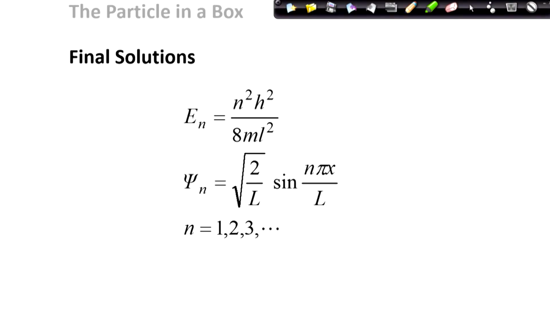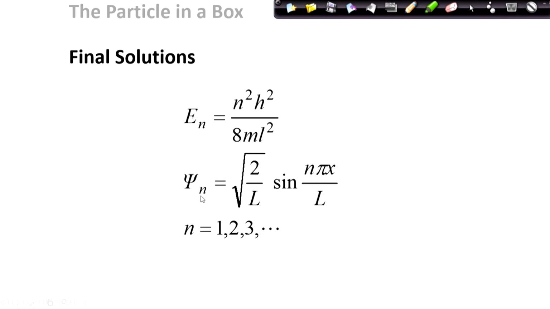Just to refresh your memory, we got energy E n as a function of n square h square divided by 8 m L square. You remember L is the length of the box, m is the mass of the particle, h is Planck's constant, and n is an integer that goes from 1 to 3 onwards. n equals 0 is not allowed. So, the lowest value of n that is allowed is 1.